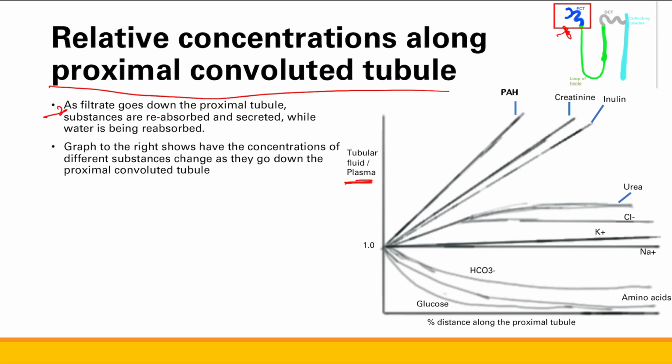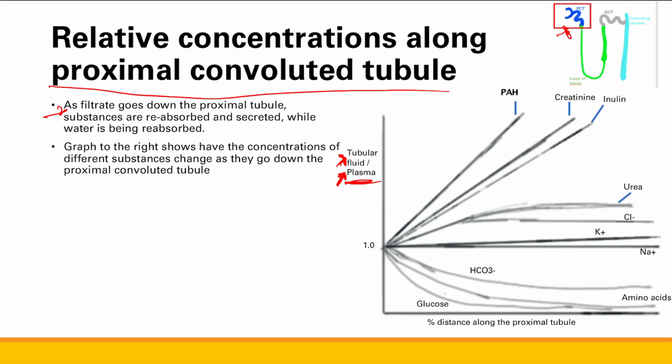And it looks at the tubular fluid to plasma ratio. This looks at the concentration of the substance as it goes down the proximal tubule and compares it to the initial concentration when it was in the Bowman space. So this is the concentration at the point you measure it, and this is the original concentration right at the Bowman space, which is the same as the plasma concentration. So this tells you how it's changed, and the change tells you if the substance is being reabsorbed or secreted in comparison to water.